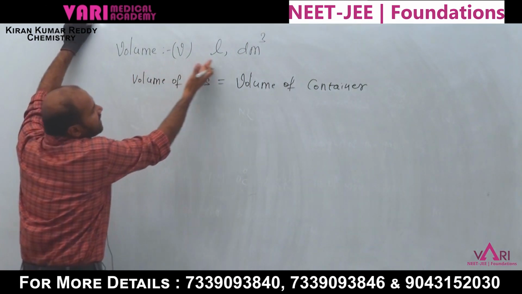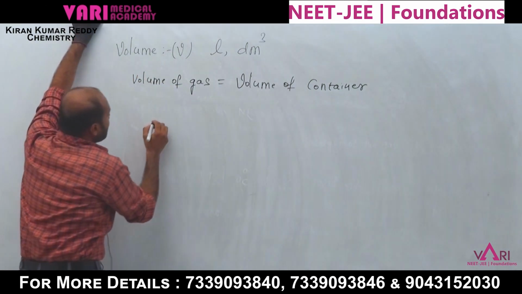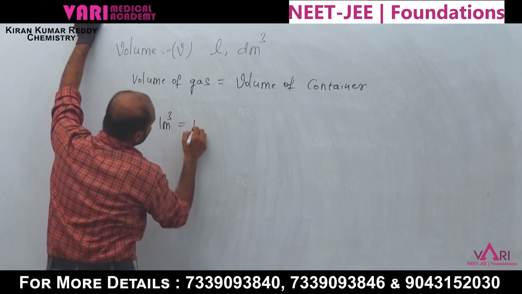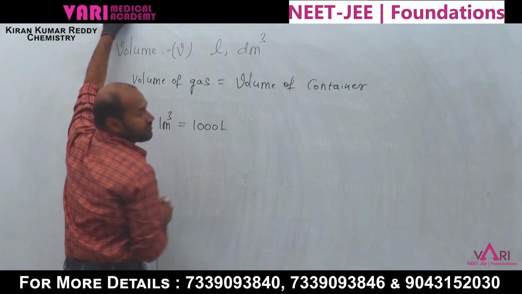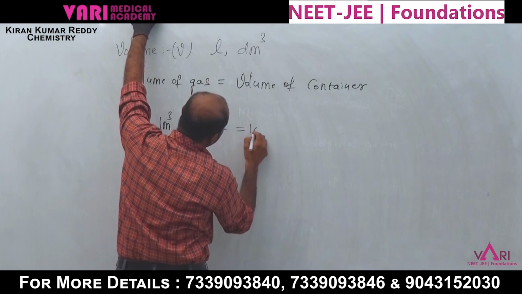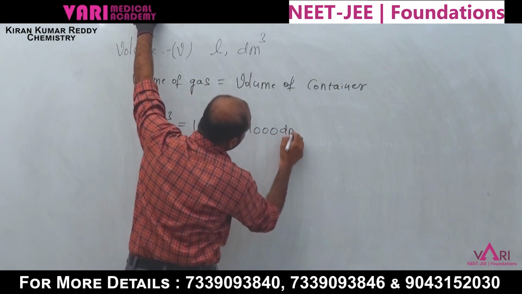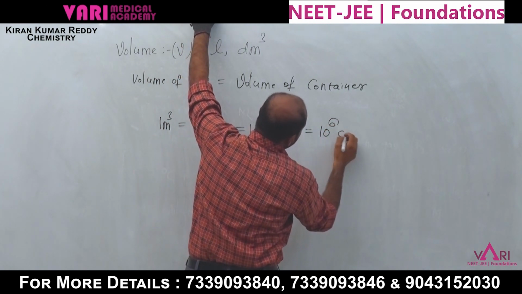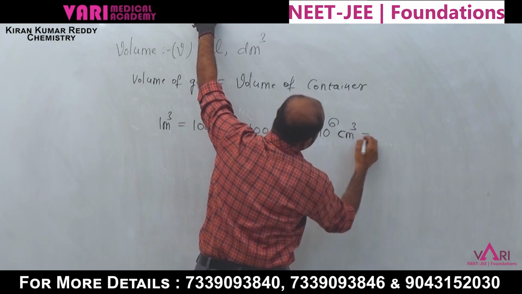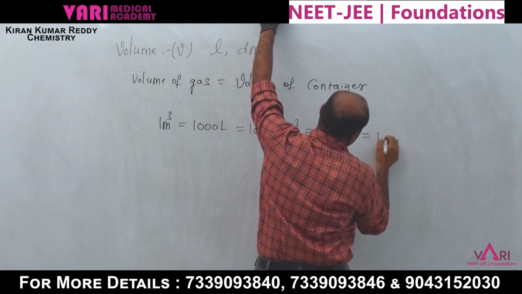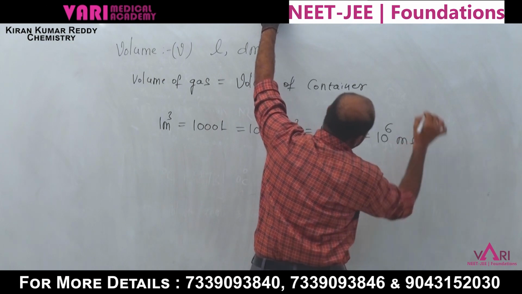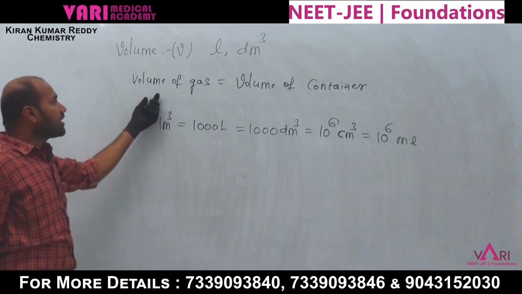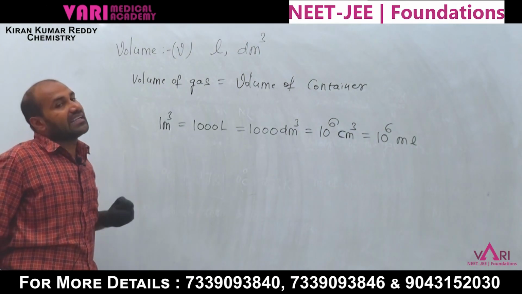Now, volume can be measured in liter and decimeter cube. Now, 1 meter cube is equal to 1000 liters. That is equal to 1000 decimeter cube. That is equal to 10^6 centimeter cube. Next, 10^6 milliliter. This is how volume can be measured.